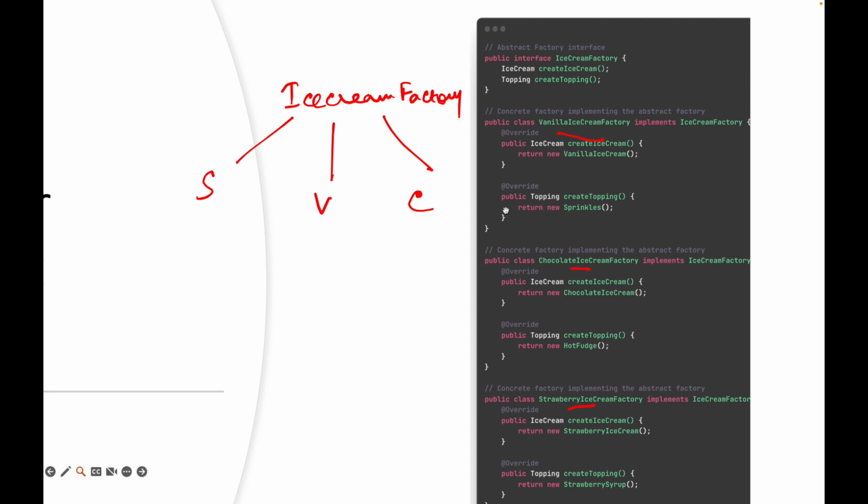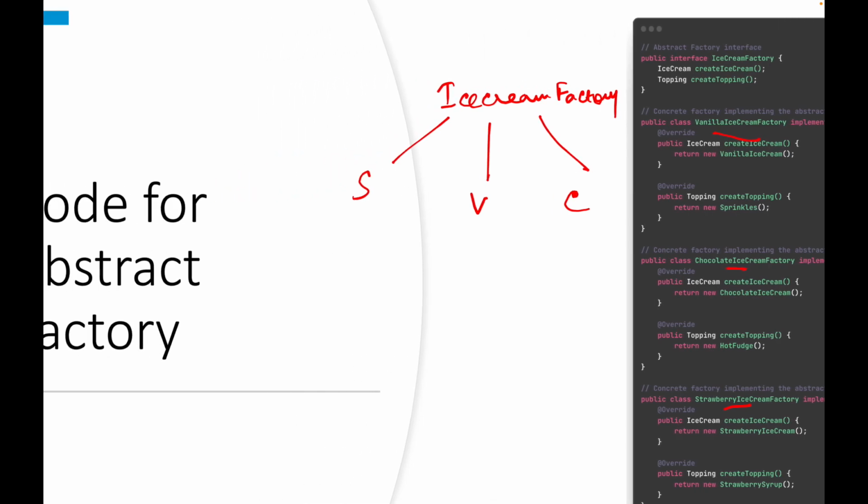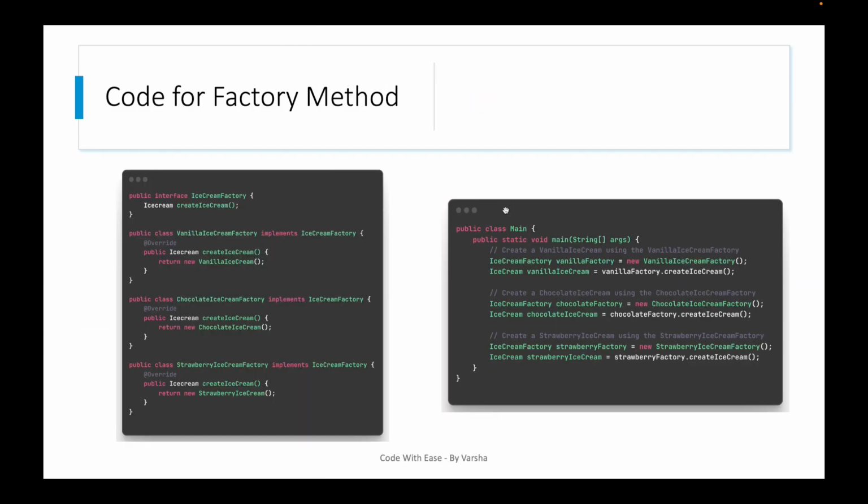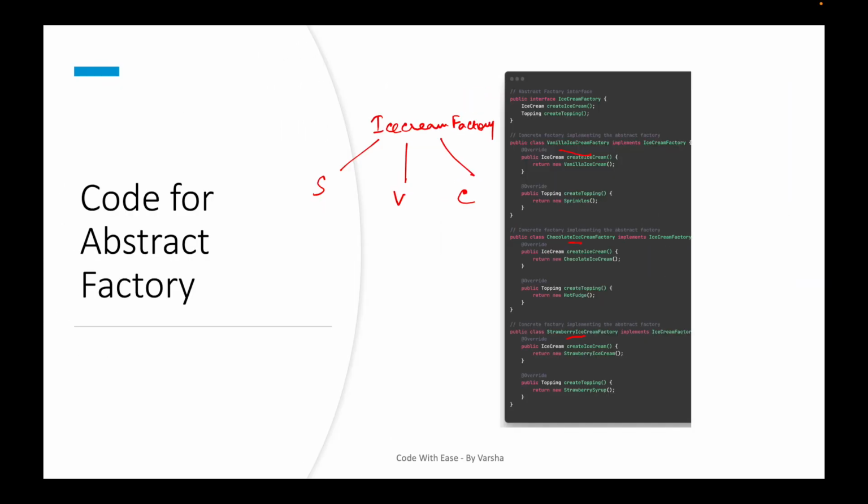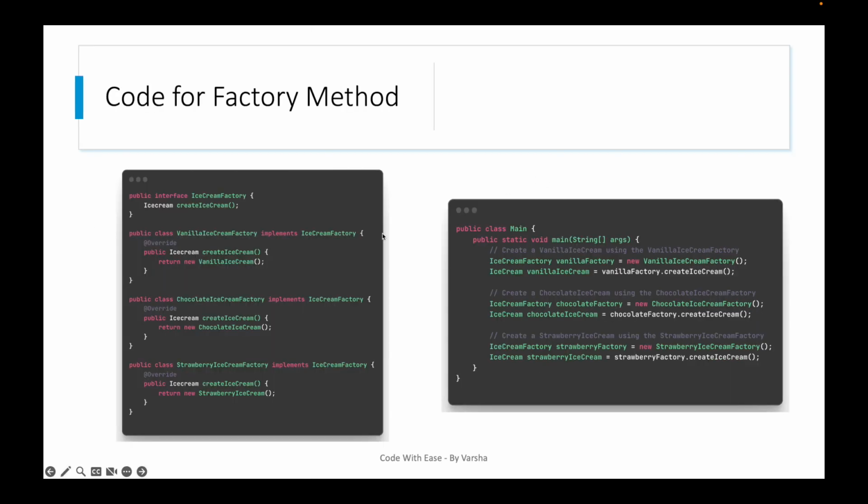Why are we doing this? To add a different layer of abstraction. So far in the factory method, we have seen that we added only one layer of abstraction by creating the interface of ice cream factory and the concrete classes, but there we only had one method that was being overridden, that is create ice cream. So this was adding one layer of abstraction.